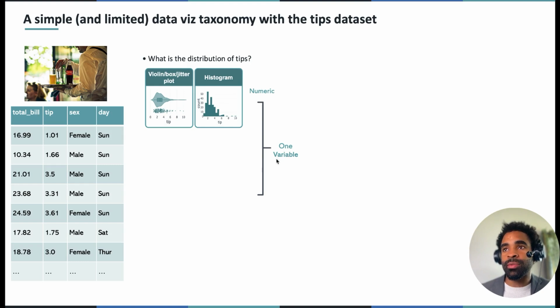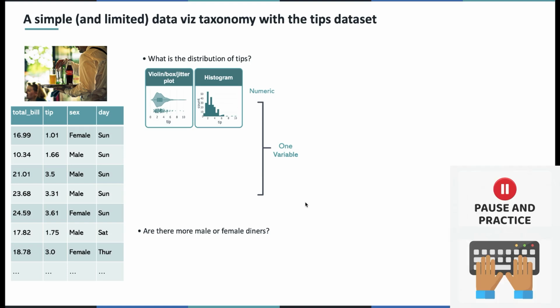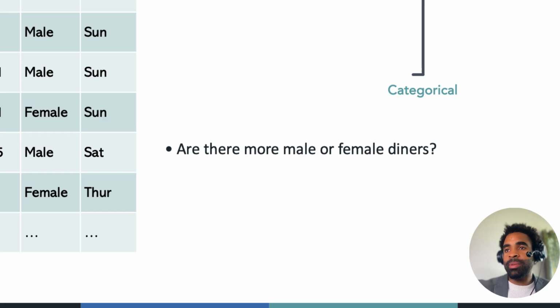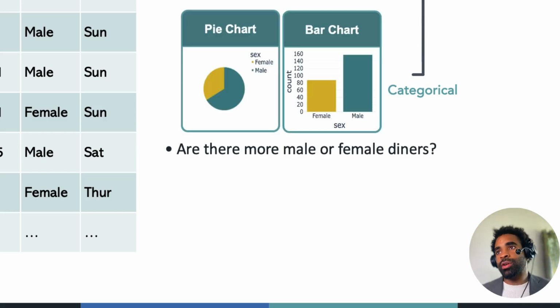How about a one variable categorical chart, like the question, are there more male or female diners? So pause the video and think about how you would visualize this. So typically for such one variable categorical plots, we visualize them simply with bar charts. So on the x-axis you have female and male, and we have the count of the total number of women and the total number of men. You could also visualize this with a pie chart, but you should only use a pie chart if you have a small number of categories, as we do in this case.